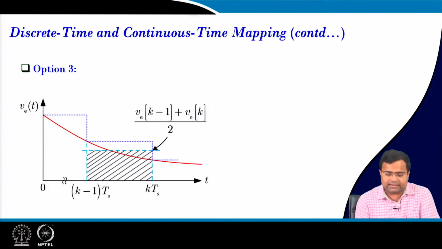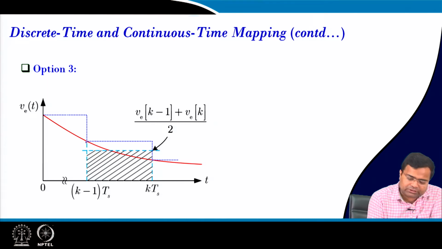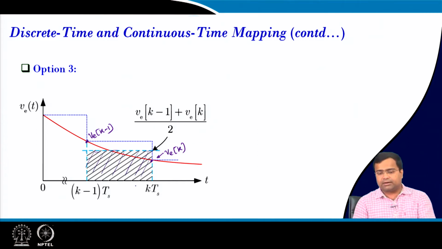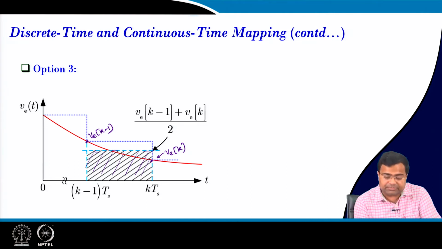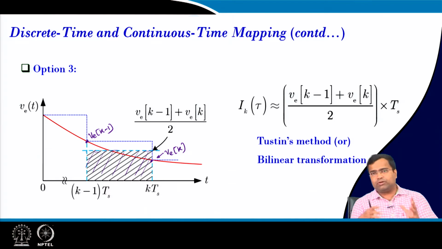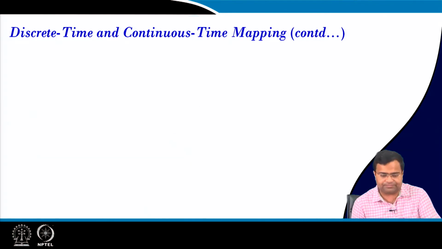Also, we can get another way, we take both the sample information, which is v e (k minus 1) and this sample, which is v e k, then we get the mid value of these and approximate using this particular area under the curve. First of all, this mid value will be the sum of these two divided by 2, and then you can approximate by this value, and this is known as the Tustin method or bilinear transformation.